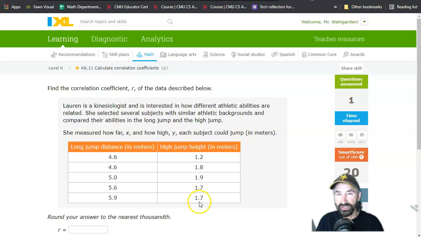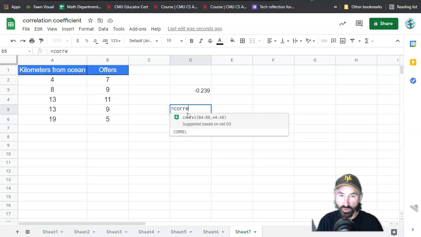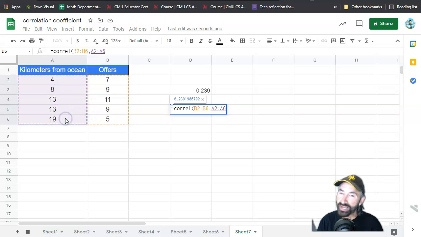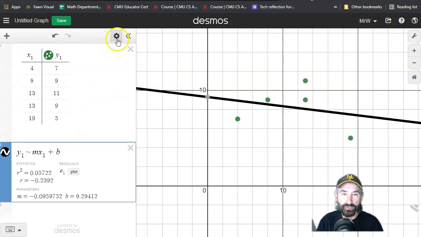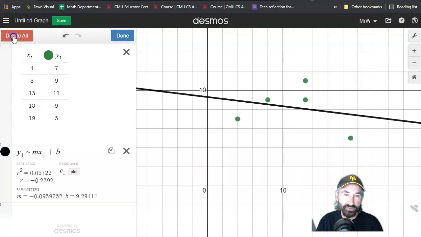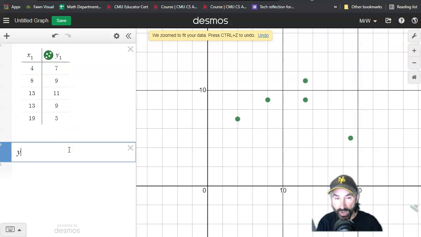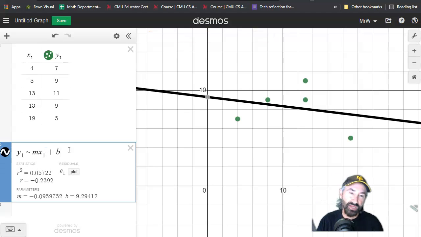You're going to copy the data. You're going to paste it into a Google Sheet. And then you're going to use equals CORREL. Make sure that you put in the y data first, and then comma the x data for some strange reason. I don't know why it's y then x, but it is. And then you're also going to paste the data in Desmos. We'll go ahead and clear all this out, and you'll paste the data into the table there. And don't forget y1 tilde mx1 plus b, and then you'll take this r value here. And again, make sure that you compare the Google Sheets with the Desmos.